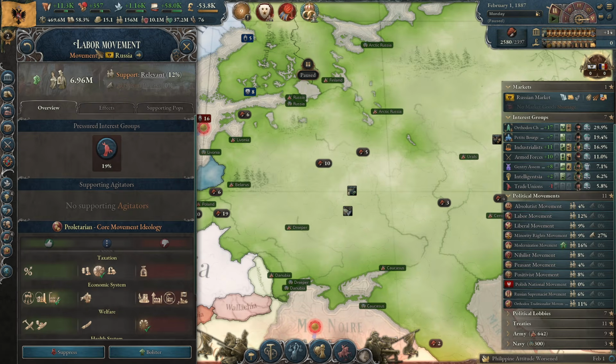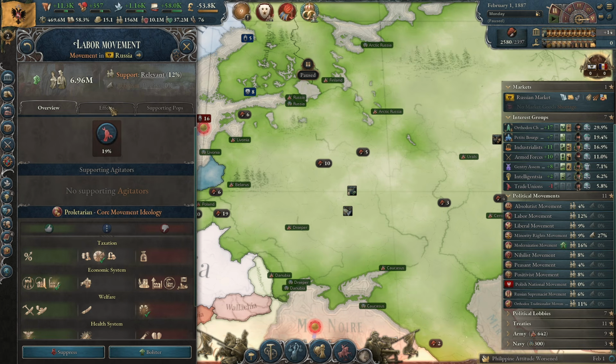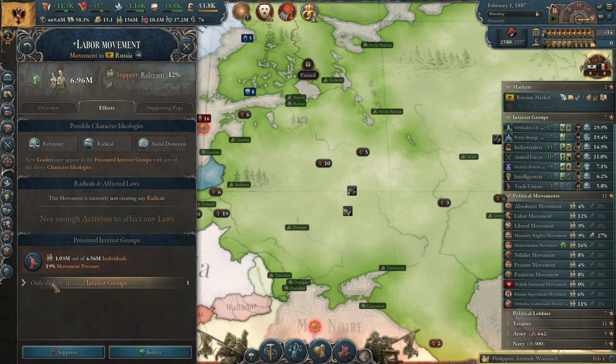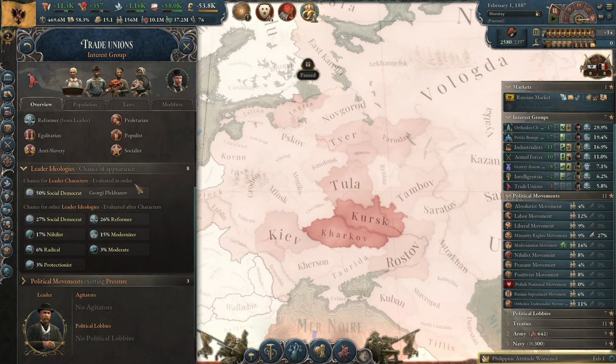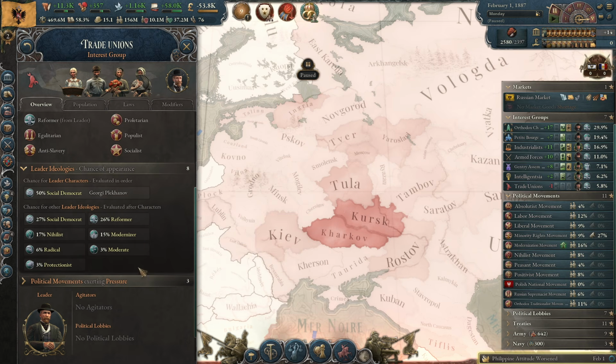Certain movements like the labor movement, for example, will actually not appear until certain technologies are researched. As the name implies, the labor movement won't appear until the labor movement itself has been researched, funnily enough. That will usually allow the labor movement to appear almost immediately right after. They have their own things they support, they have their own ideologies they cause. And if we go to the trade unions, which they are pressuring, we can see there's a pretty good chance that the trade unions are either going to get a social democrat or a reformer.